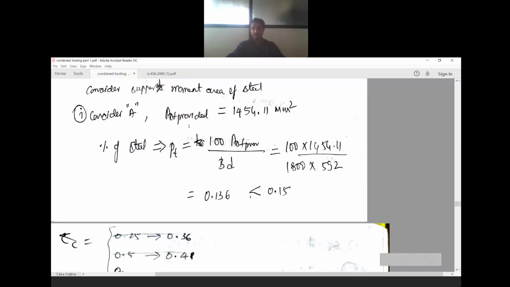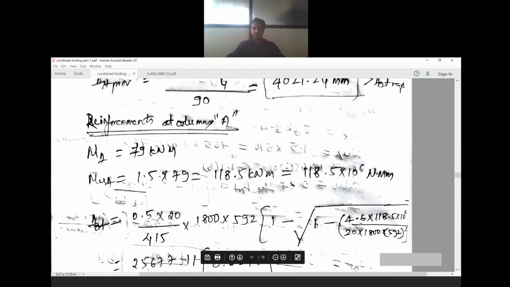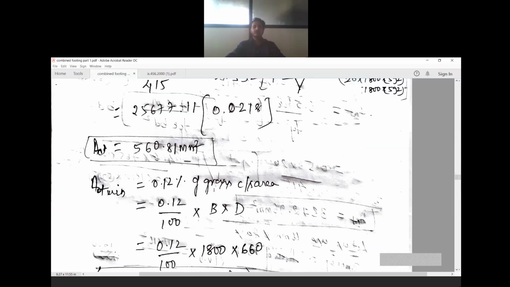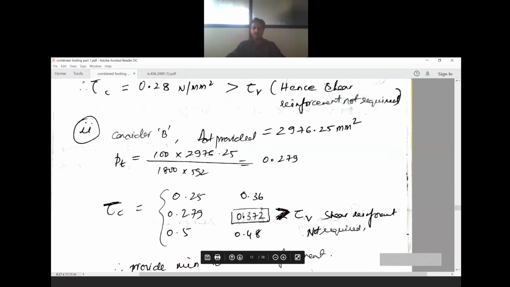For column A, AST provided was 1454.11 mm square. How is this? Let us go back to the calculation. Yesterday we were doing the longitudinal reinforcement calculation. First we considered Mx, then we considered MA. While considering MA, in the end, the AST provided that was obtained was 1454.11. So from here, I am considering AST provided.